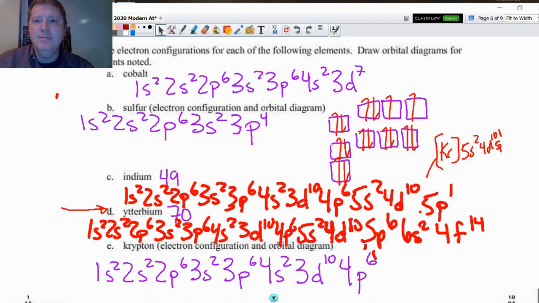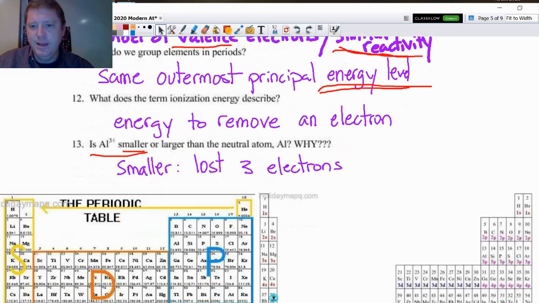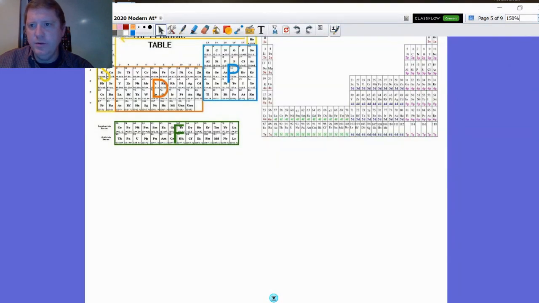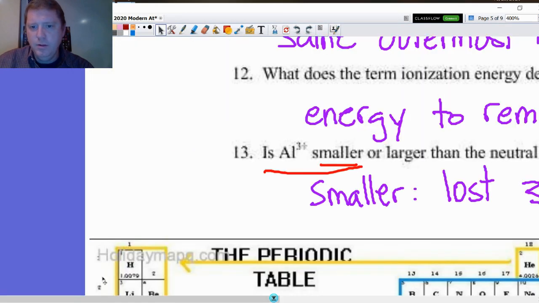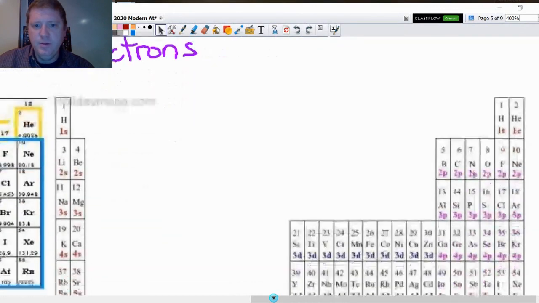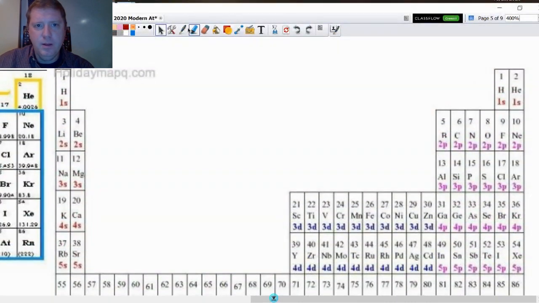Write the noble gas configuration for the following elements. Oh, write electron configurations. So let's just try that. Cobalt. I'm going to go back and find cobalt on this periodic table. That's way too small. There we go. Okay, let's find cobalt on this wild periodic table.